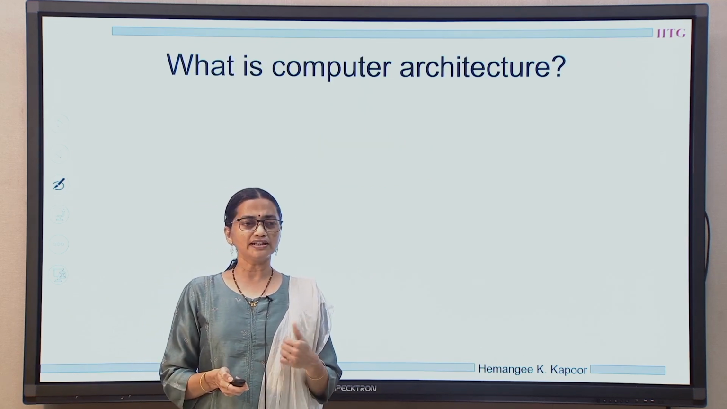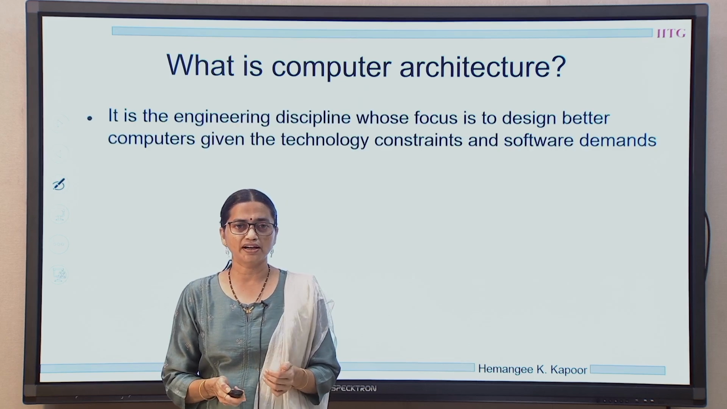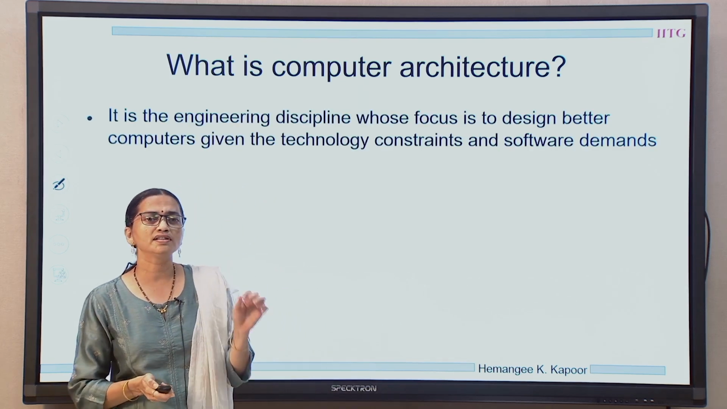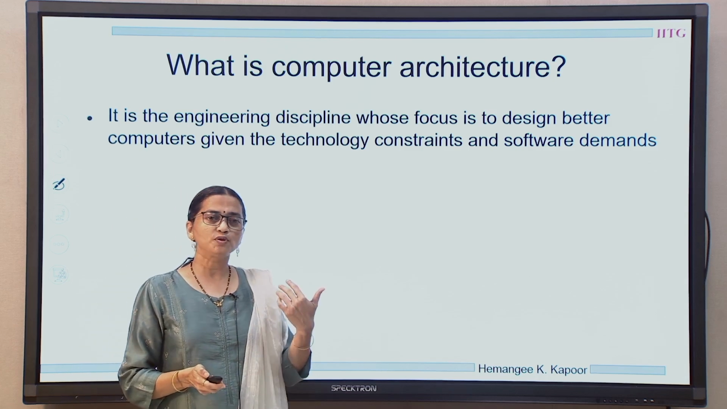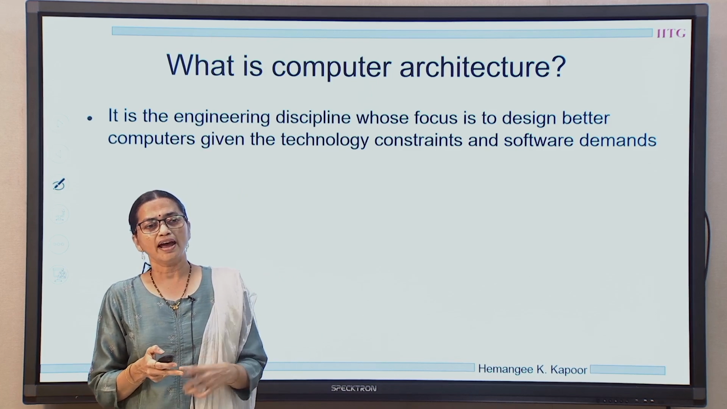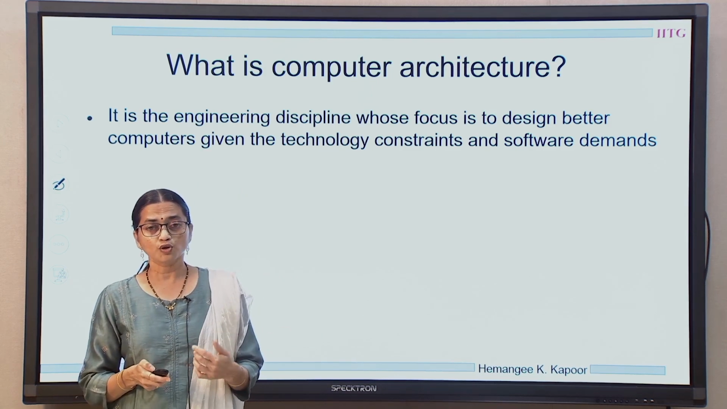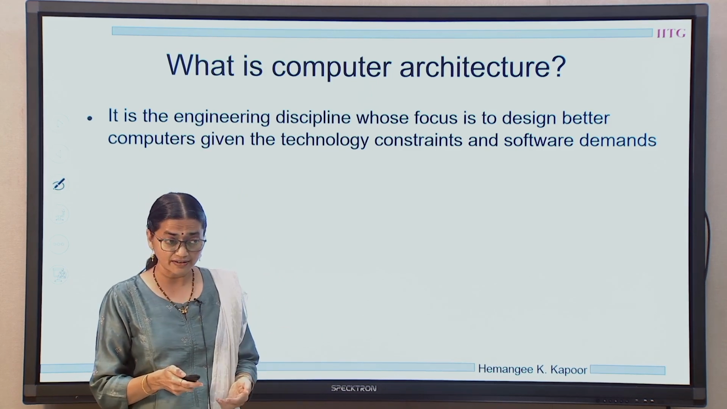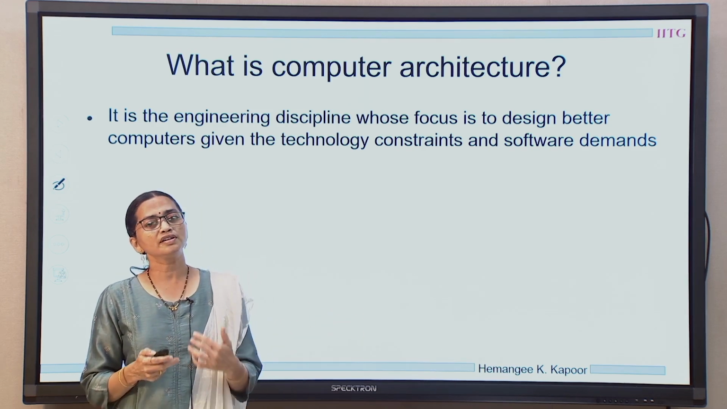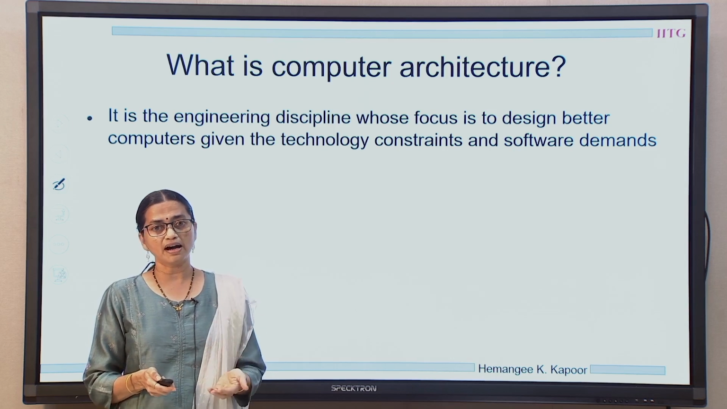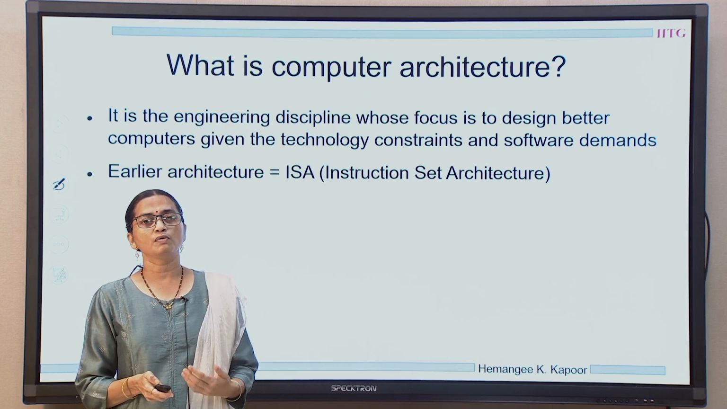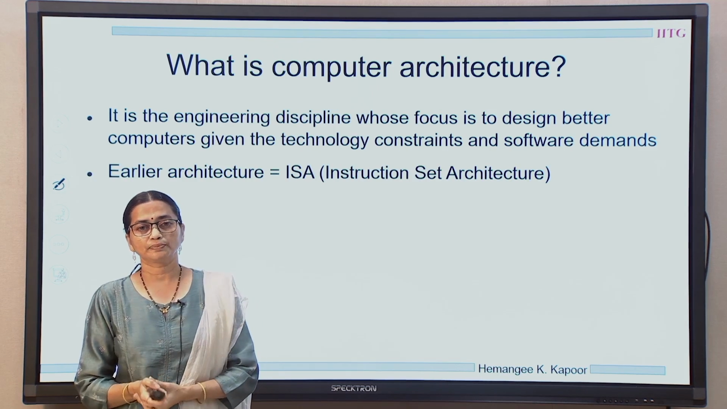Before we begin, let's have a quick recap about what computer architecture is. It is an engineering discipline which focuses on the design of computers, and when we have to design something as an engineer, we need to take care of the technology constraints and the demands from our customers. So, who are our customers? The software designers, or rather the end user applications which will run on the computer. So, the software demands and the technology constraints will drive how we design our computer architectures.